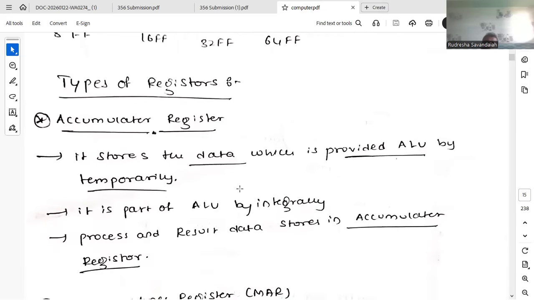Types of register: the accumulator register stores the data provided to the ALU, arithmetic logic unit, temporarily. It is part of the ALU. The processed result data is stored in the accumulator register.